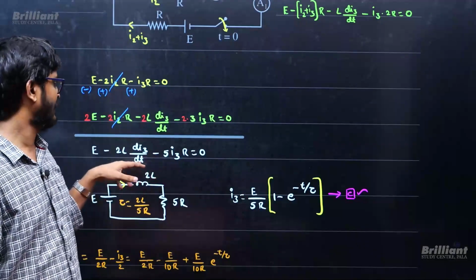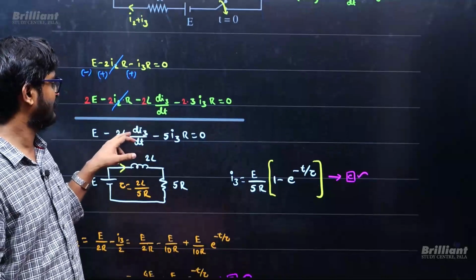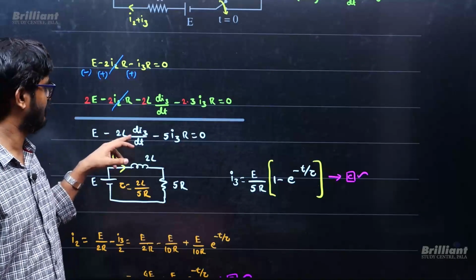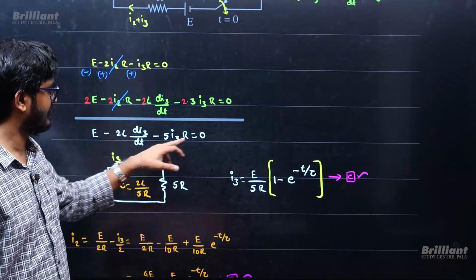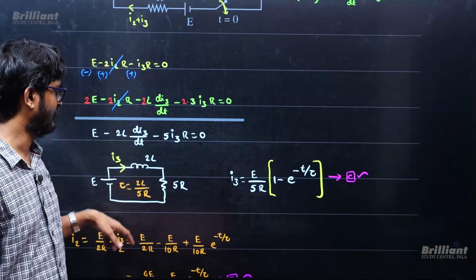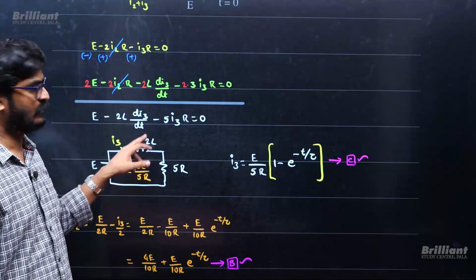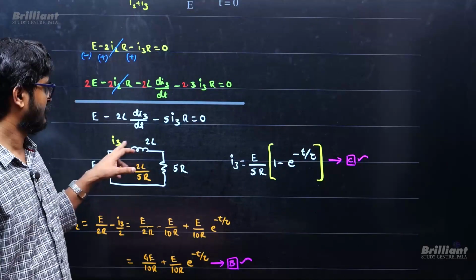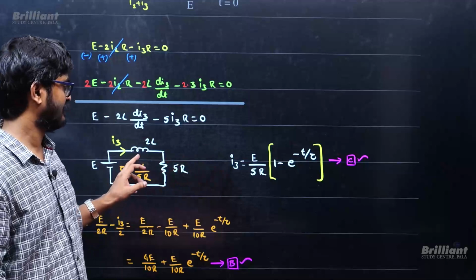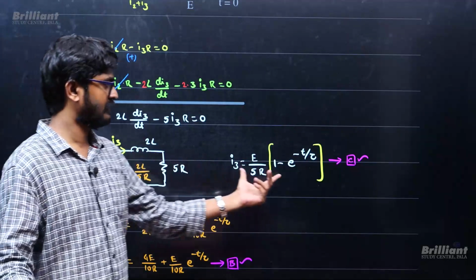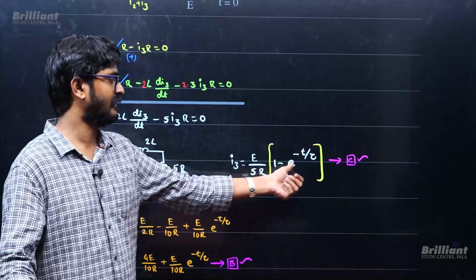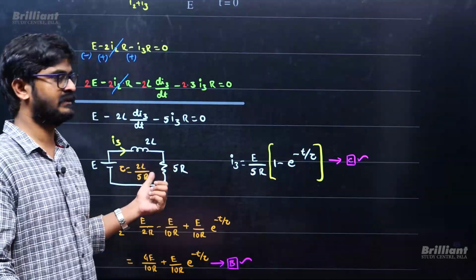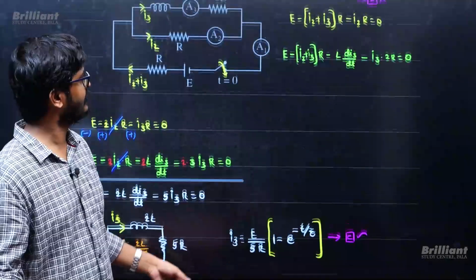Now I can integrate it and solve it, or, since I have seen this kind of equation before, I can visualize it as a circuit where 2L is there and 5R is there and current I3 is flowing. So the time constant is going to be 2L by 5R. Then it is current growth, in this format: maximum current E by 5R into 1 minus e power minus t by tau, where tau is this much.